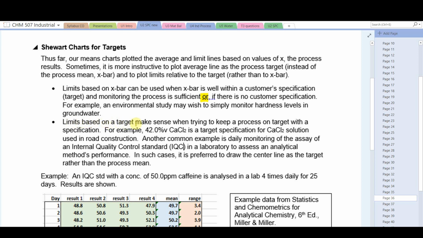Limits based on a target make sense when trying to keep a process on target with a specification. For example, 42.0% by volume calcium chloride is a target specification for calcium chloride solution used in road construction. Another common example is daily monitoring of the assay of an internal quality standard, IQC, in a laboratory to assess an analytical method's performance. In such cases, it's preferable to draw the center line as the target rather than the process mean.